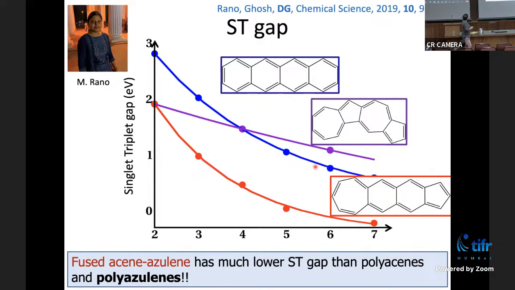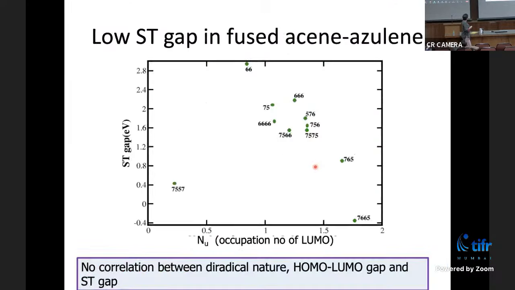So we find these fused acene azulene systems, which have much lower singlet-triplet gaps. And then we ask the question, why?